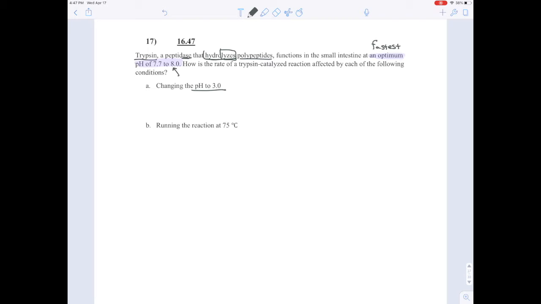3 is way out of the range. That's the best. And so what'll happen is that solution, which is very acidic, will squeeze the trypsin molecule into a shape so that the active site doesn't correspond as well to the substrate. So trypsin unfolds and can't speed up the reaction anymore.